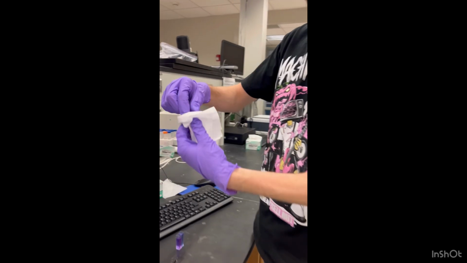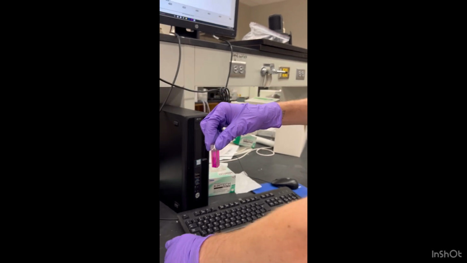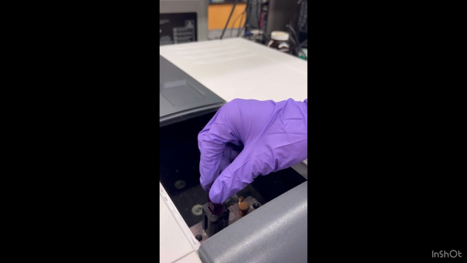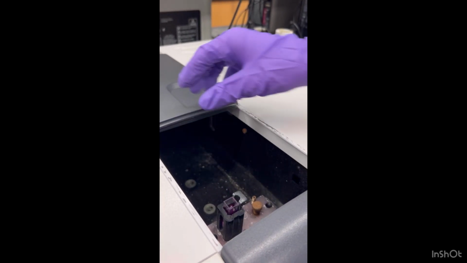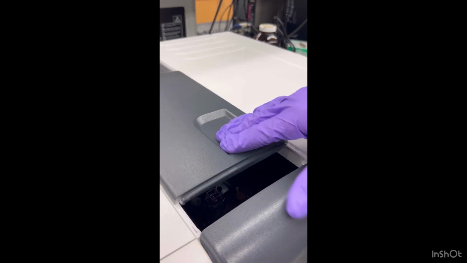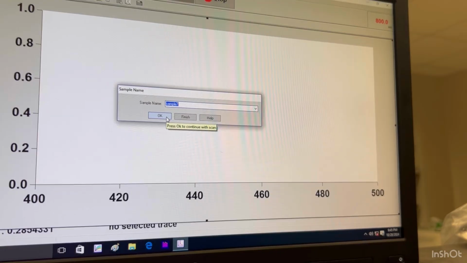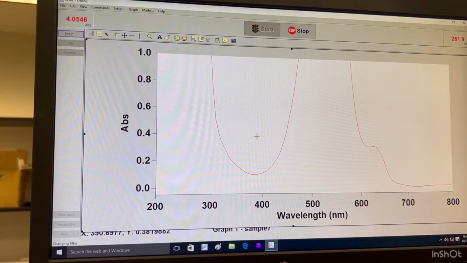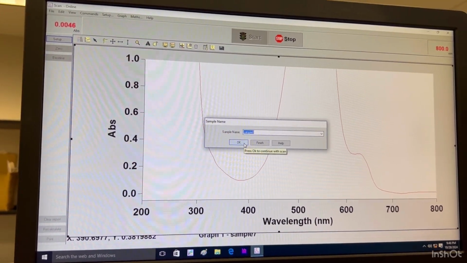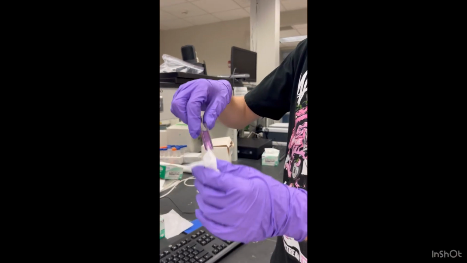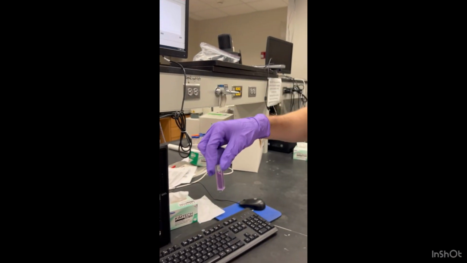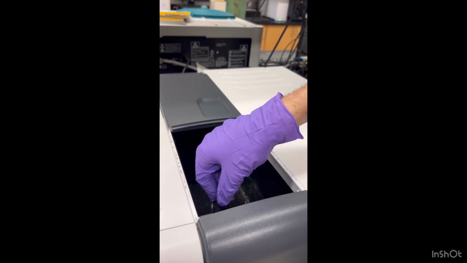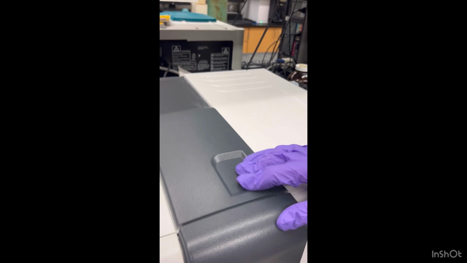Now that our machine was zeroed, we can start putting our solutions in to measure the absorbance value. This is Adam cleaning the cuvette and putting it in just like I did with the water. This is us scanning the absorbance value of the solution. Now we repeat this process for the two other solutions we have, and after we scan our absorbance value, we make sure to write it down in our notebook so we'll have the data.